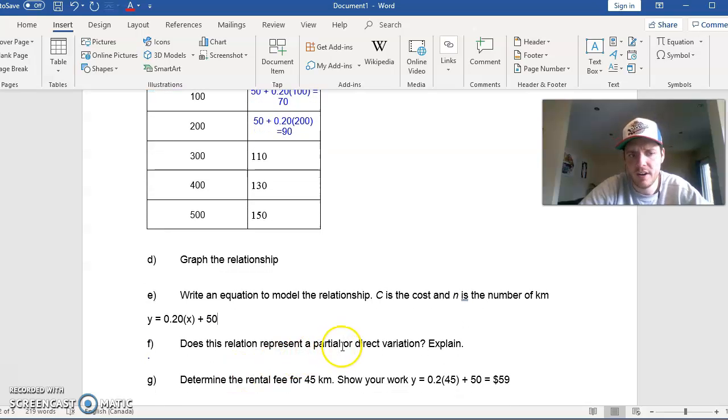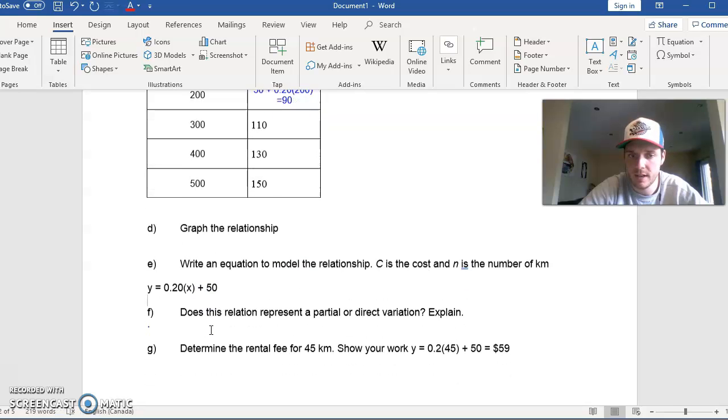Is this partial or direct variation? It's partial because there's a constant. Wherever there's a constant, it's partial variation. Always, right? We talked about that too.